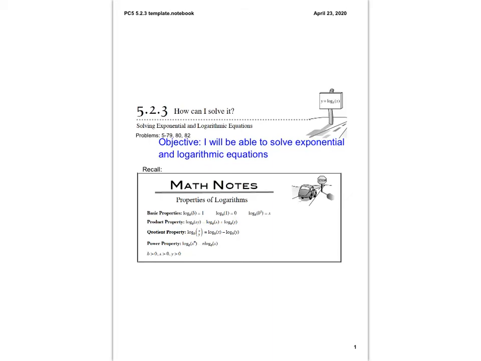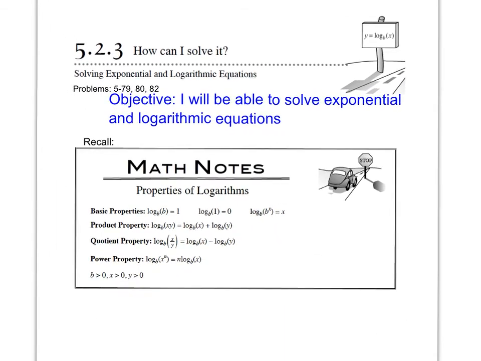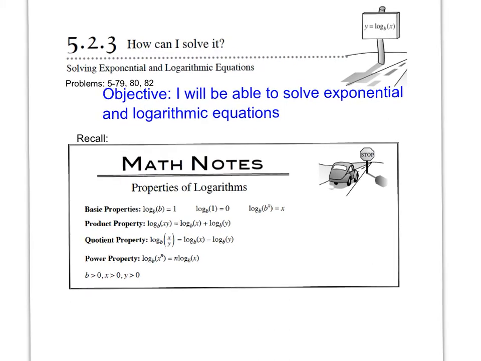Hey, good morning, class, and welcome to lesson 5.2.3. How can I solve it? The objective today will be to solve exponential and logarithmic equations.